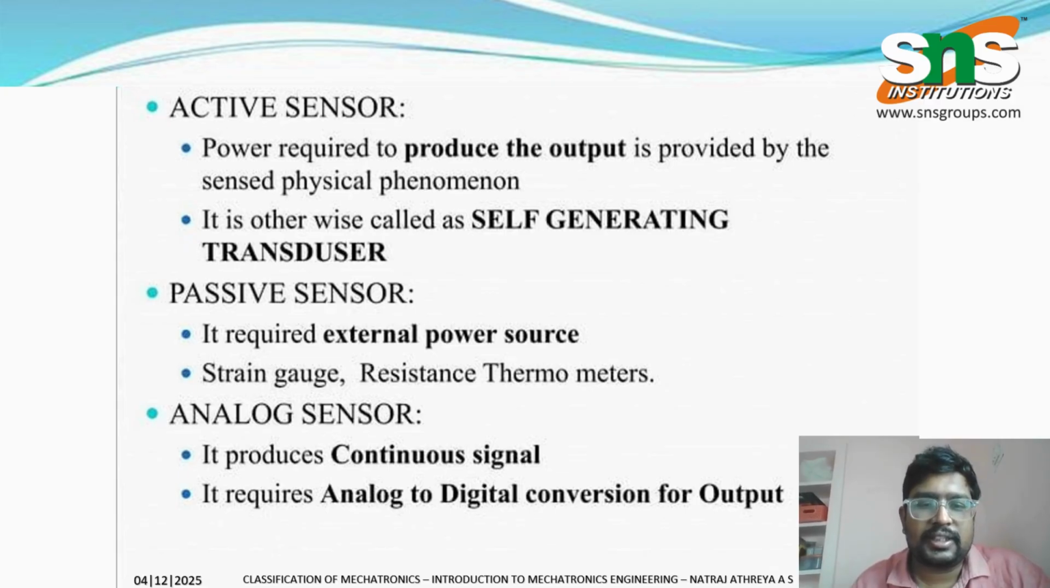Then we have the analog sensor, which gives a continuous signal. Analog sensors, like the ammeters you would have used previously, which have dials, work basically on a physical or mechanical phenomenon.